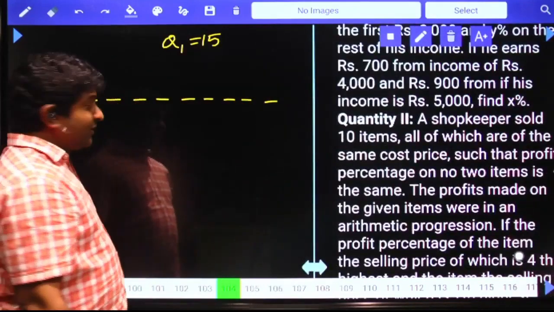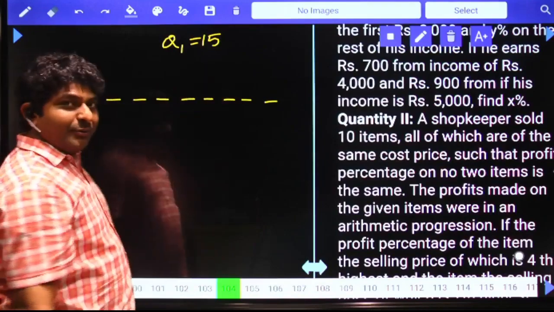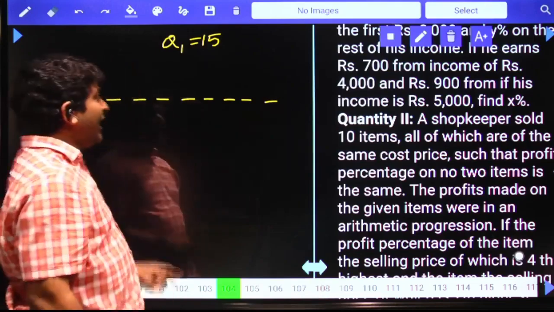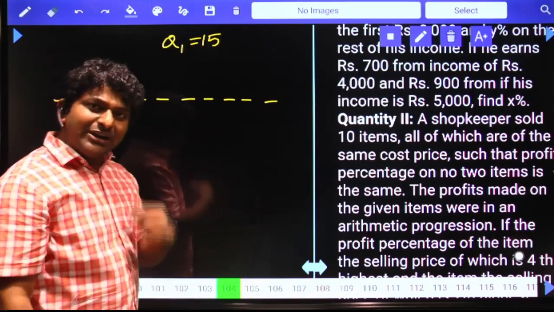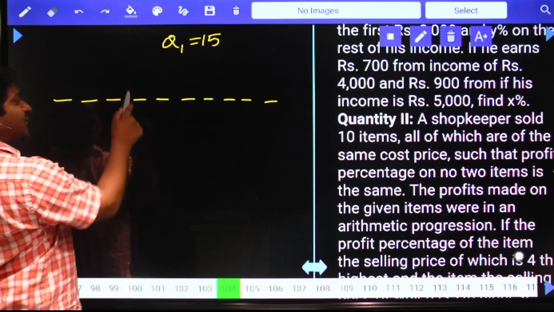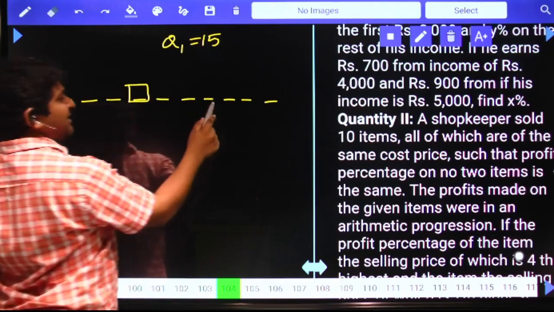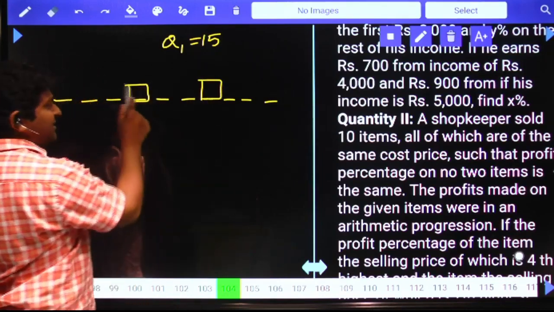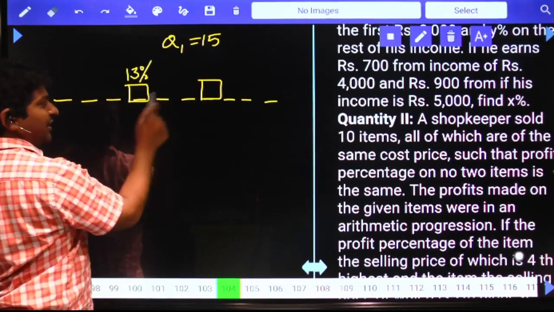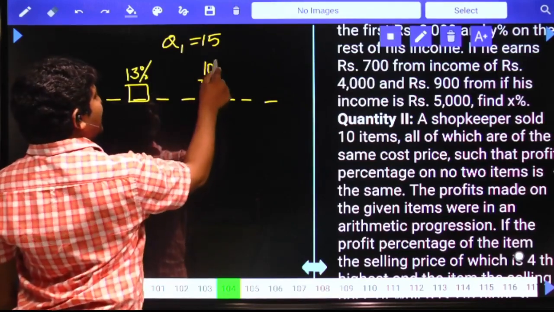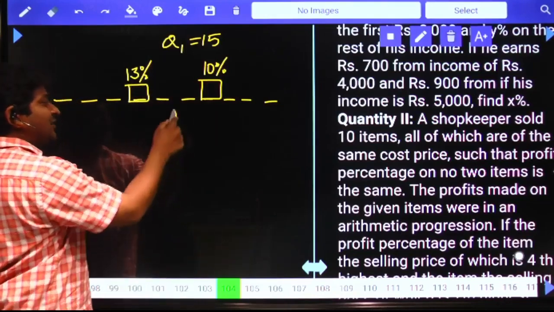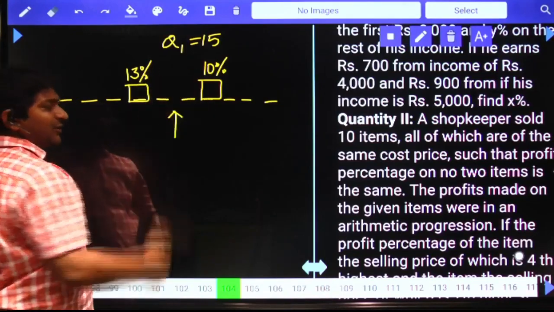There are 10 items and they are in arithmetic progression, and your question is to identify overall profit that is equal to average profit. Average of arithmetic progression in the sense middle number. Now, if this is highest, second highest, third highest, this is fourth highest. Seventh highest is this one. On this, we are getting profit 13%, which is fourth highest. On seventh highest, we are getting 10%. Average in the sense middle number, that has to be in between 13 and then 10 only.